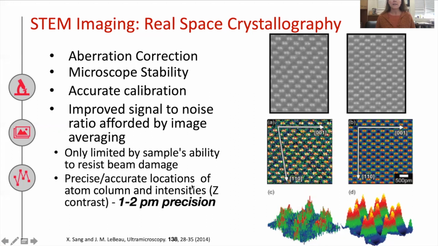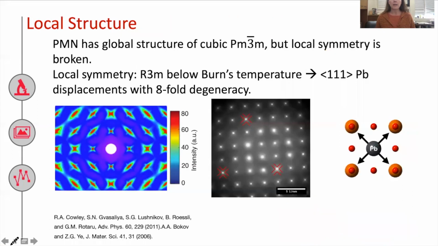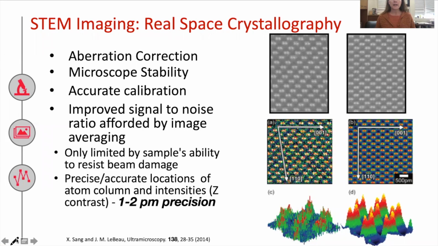One of those techniques that Jim LeBeau developed, which we've used quite a bit, has been to take images at different scan angles and then do post-processing to get rid of a lot of distortions and drifts of the sample. If you do this properly, you can get down to 1 to 2 picometer precision in the atomic column coordinates, which allows you to do what we call real space crystallography.